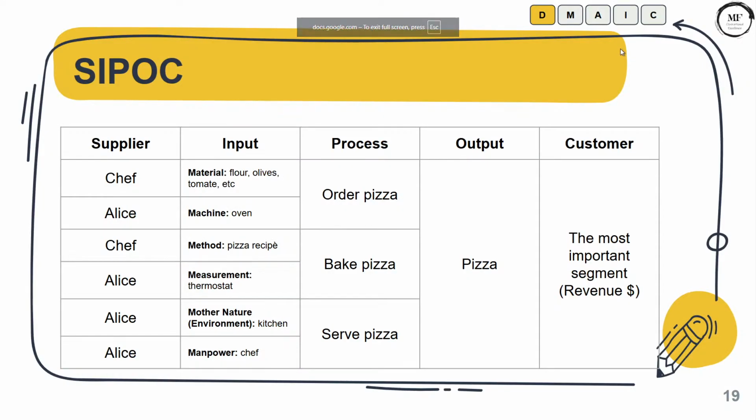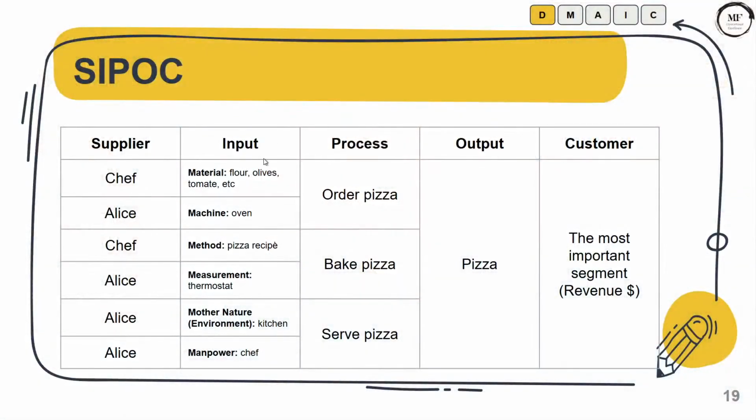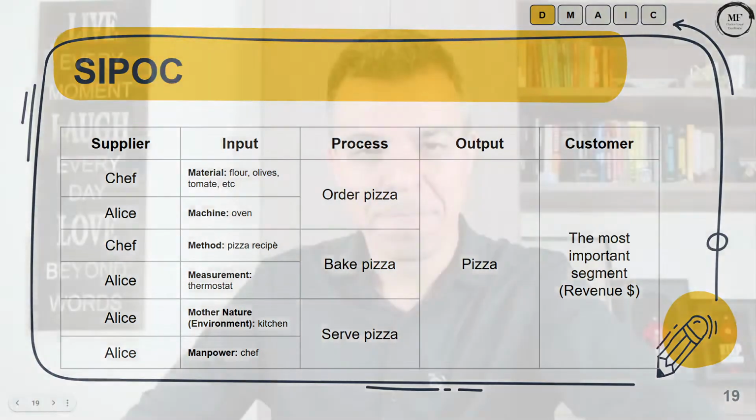So for the very first time, I have a list of potential suspects. I am facing problems in terms of quality and delivery because of the flour, the olives, the tomato, and/or because of the oven, the recipe, the thermostat, the kitchen, the chef. Do you guys understand that? And in case I have problems with these elements, I will need help. I will need the influence, the buy-in from the chef and from Alice.